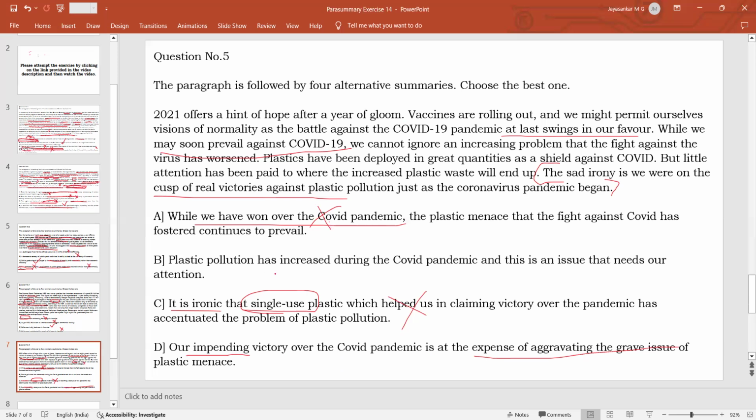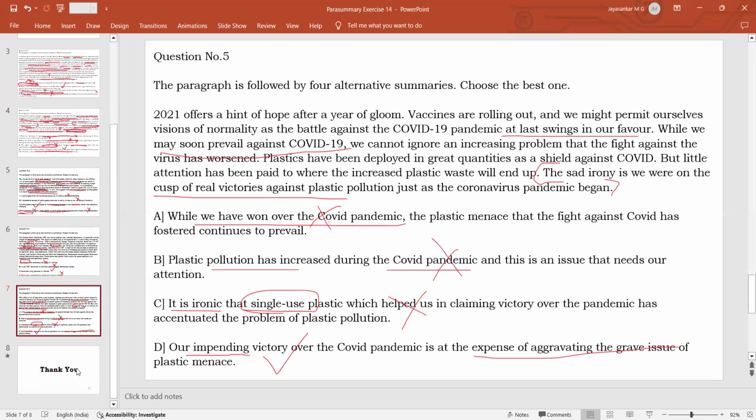B is not talking about plastic pollution increasing because of the COVID pandemic. It only says that plastic pollution increased during the COVID pandemic, whereas the passage says that the increase in pollution was because of the COVID pandemic. So that important aspect is not stated here. That is why this need not be a good answer, whereas option D is saying that victory in the COVID pandemic is at the expense of aggravating the grave issue, meaning it is because of the fight against the COVID pandemic that this became a serious issue. So this is a very clear and correct answer. So option D should be your answer, not option B.